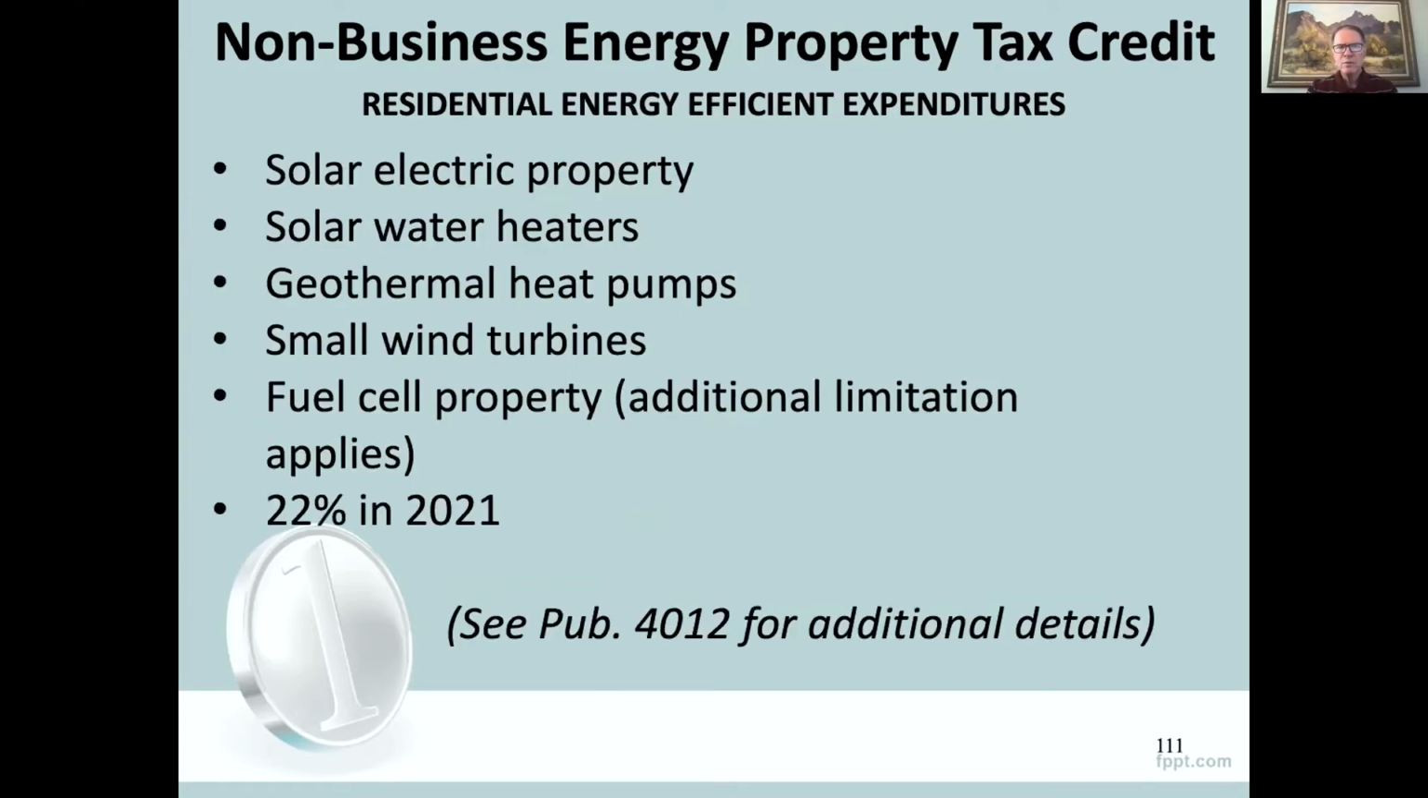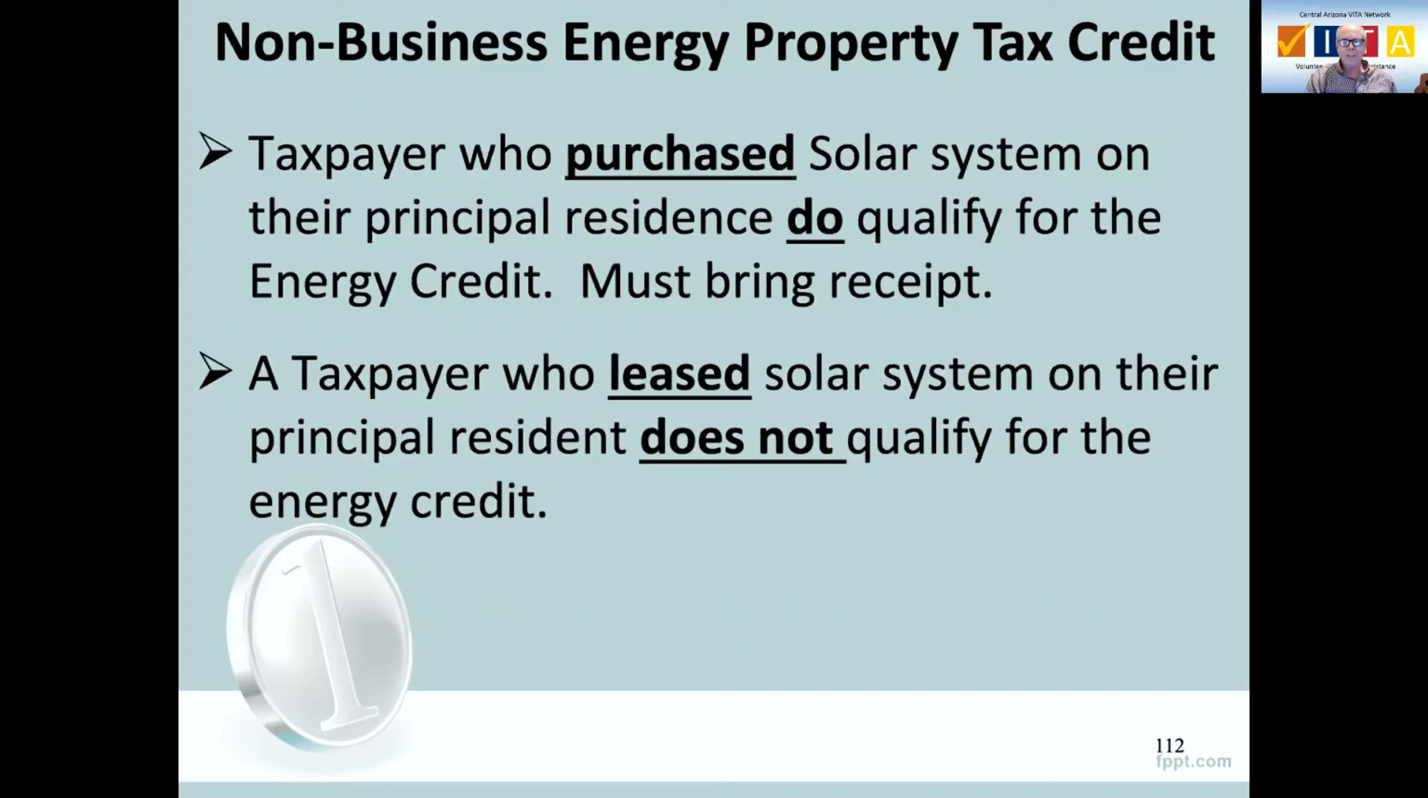And then the last ones are solar electric property, solar water heaters, geothermal heat pumps, small wind turbines, fuel cell properties. This is based not on a dollar amount, but on a percentage. Whatever the cost was in 2021, they'll let you take a credit of up to 22%. That's a different amount. However, I don't think anybody except maybe solar electric or solar water heaters, we might run into one of those. I doubt it. I have not seen one.